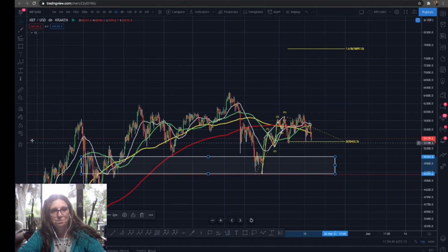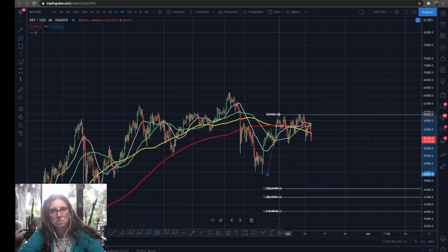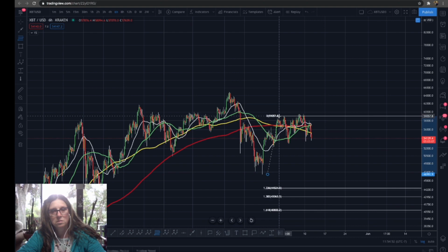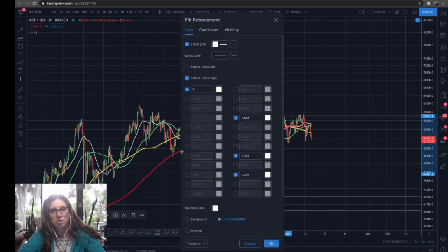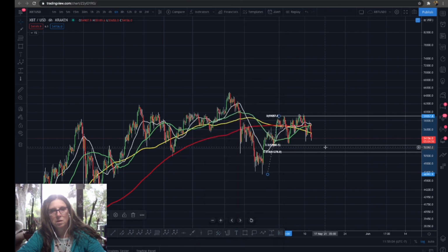So if we pull a fib extension on this, and we project 618.5, I really don't want to see us go past the 618. That would be the perfect buying spot, right there.